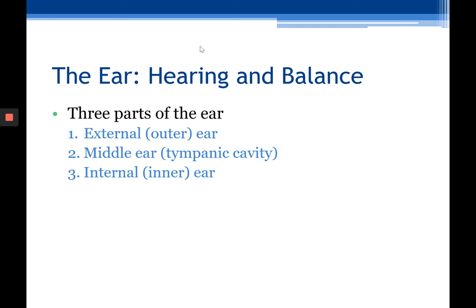And then next we're going to look at the ear. We're going to look over hearing and balance, look at the different parts of the ear, and we'll get into what the organs of hearing are, and what the organs or useful parts of the ear are for equilibrium and things like that. So make sure to watch that video as well.